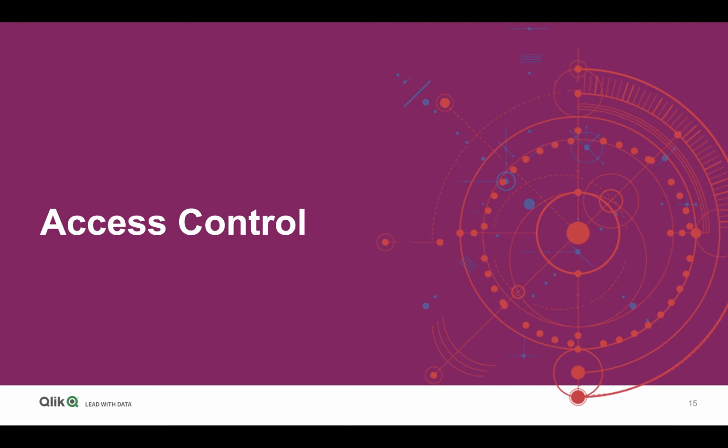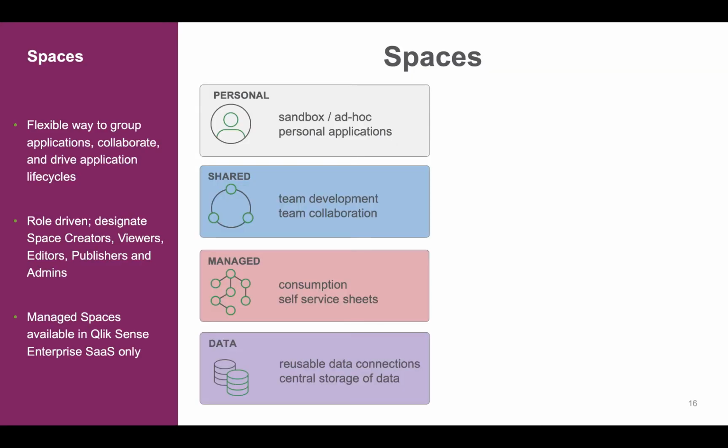Okay, so we talked about authentication and section access, and now we want to talk about the access control model in the SaaS environment and how you might map what you're doing in QlikView into this new model. So in Qlik SaaS, the primary means for grouping and controlling the access of applications is something that we call spaces. Now, actually, spaces are more than just for applications. They can contain data and data connections and all sorts of various assets, but for the purposes of this conversation, we'll focus on the applications themselves.